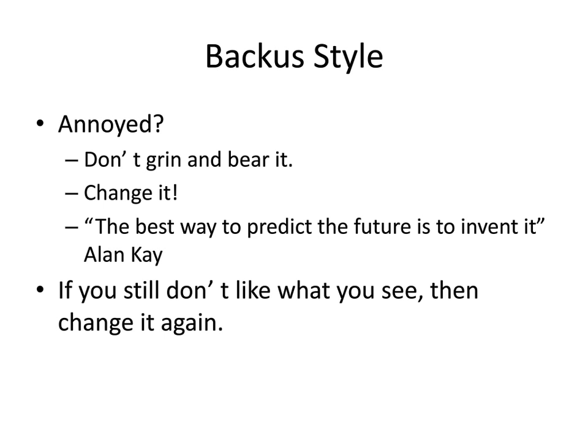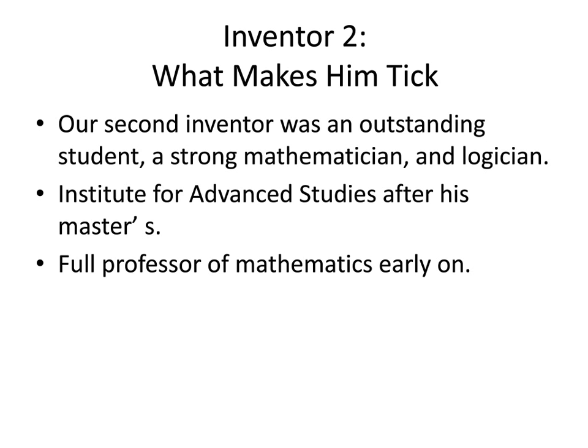Okay, let's look at what makes him tick then. For our first inventor it was kind of anger. For our second inventor: outstanding student, no summers in New Hampshire sailing. Outstanding student, extremely strong mathematician and logician, does his master's, does a beautiful thesis in algebra, goes to the Institute for Advanced Studies, becomes a full professor of mathematics where the committee didn't even recognize his work in computer science.